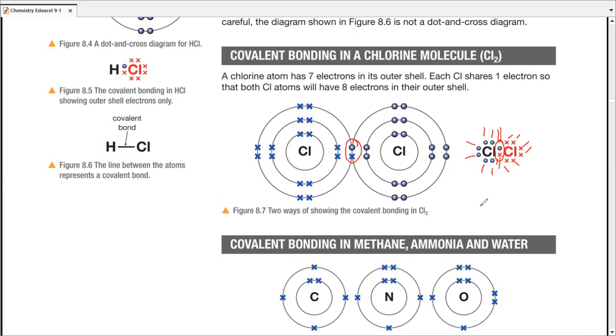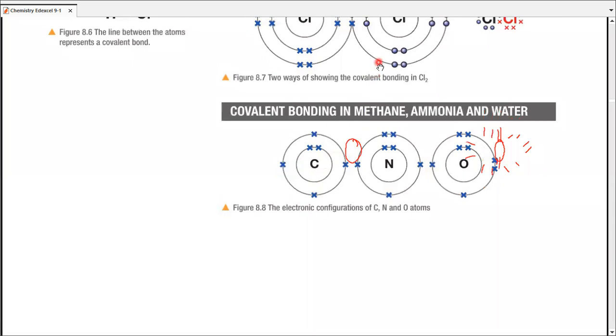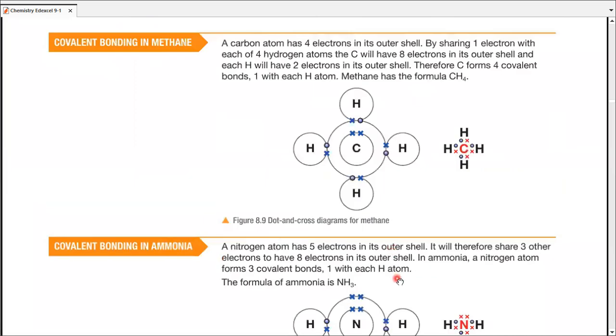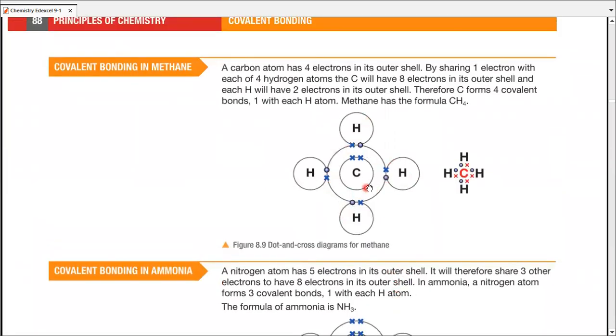Good. So covalent bonding does happen in methane or ammonia or water. And for those structures, methane consists of carbon, ammonia consists of nitrogen, water consists of oxygen. They're going to show you how that happens. Take a look. Carbon has 4 electrons in its outermost shell. So 4 hydrogen atoms are going to share 1 electron each to make sure that we complete the octet around carbon. Let's try and count electrons around carbon. 1, 2, 3, 4, 5, 6, 7, 8. So carbon has 8 electrons in its outermost shell, and that's how it becomes stable.